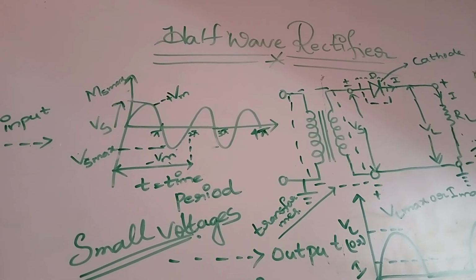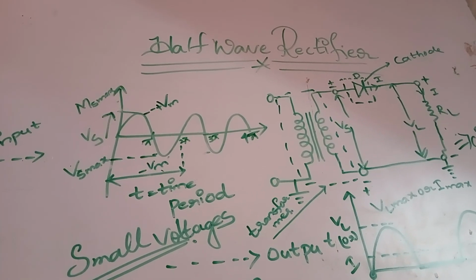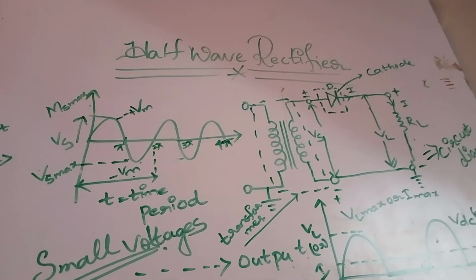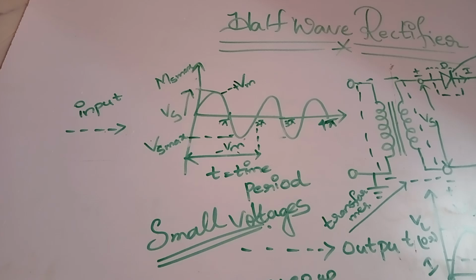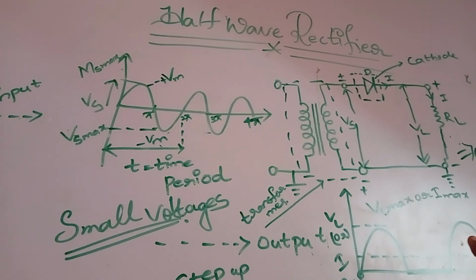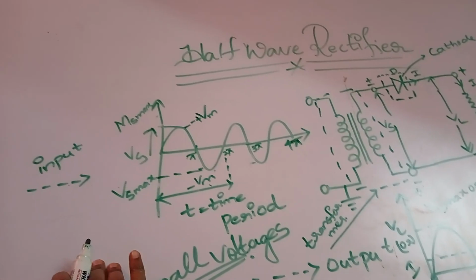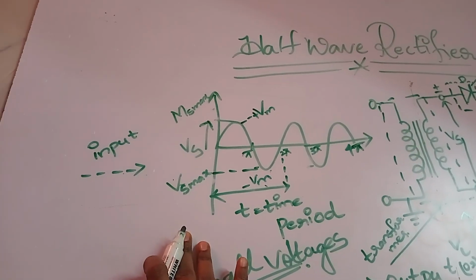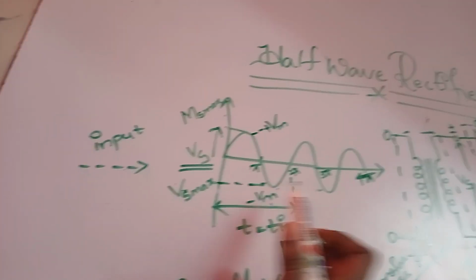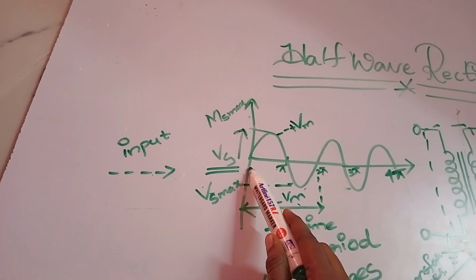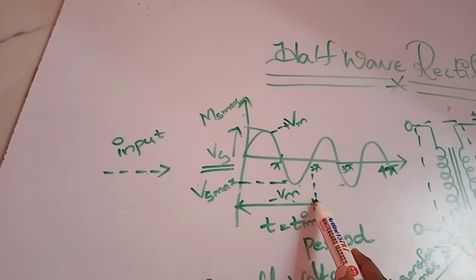So how is this working? You can see this is the source voltage input which is given to the circuit, right? And I'm explaining the input part very clearly, that this is the input. Vs is nothing but the source voltage. This is the input, and you can see this is the complete one cycle. This is the time period T. Small t indicates the time period.